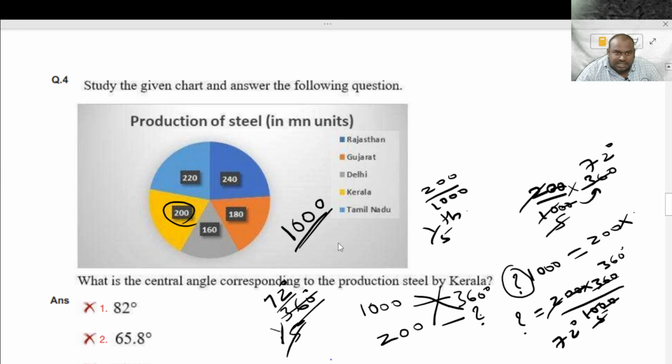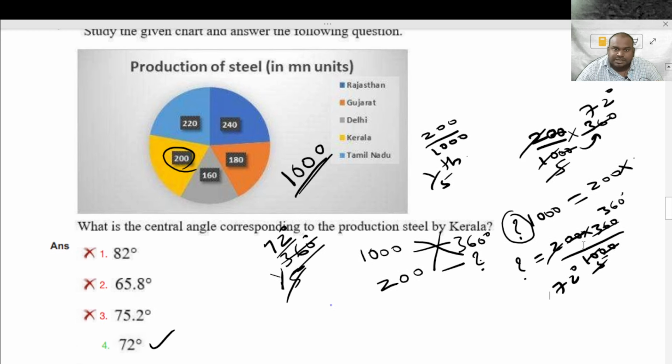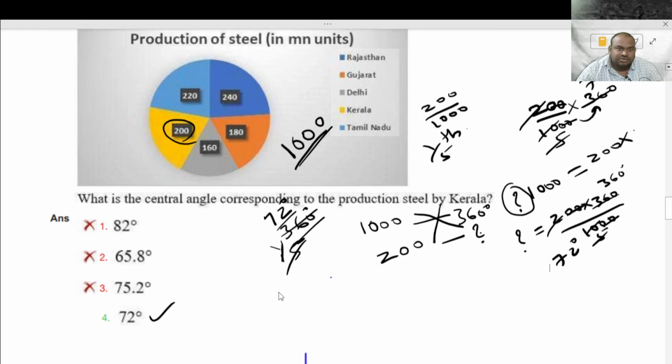Similarly, if he asks for Rajasthan, you can take 240 and calculate like that. In place of 200, you just put 240, then you get the answer.